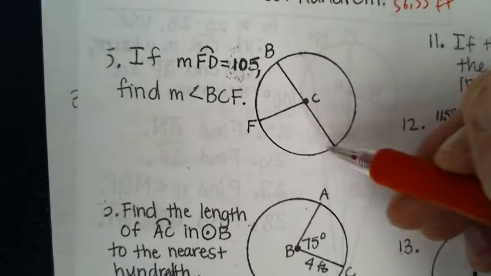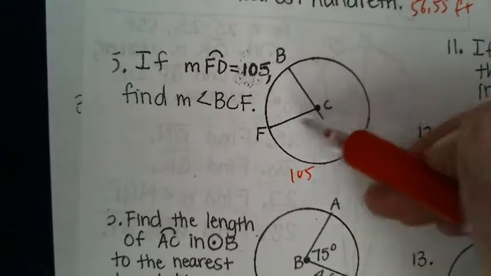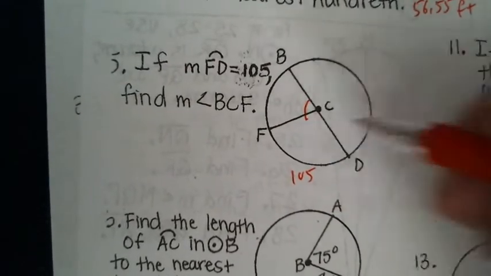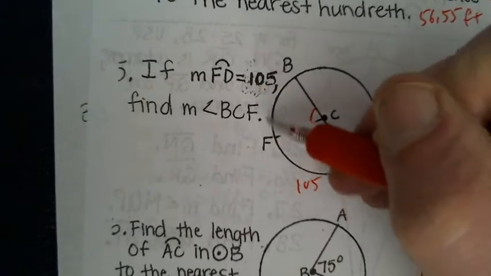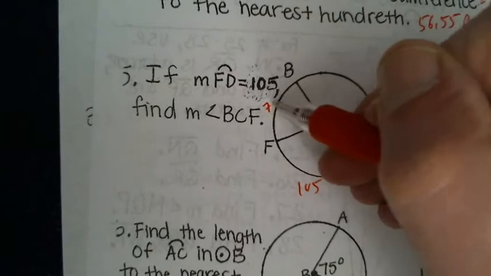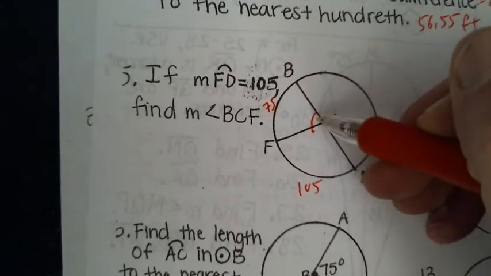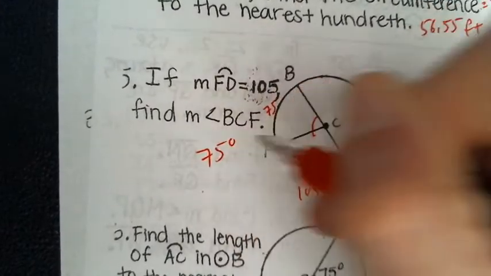FD is 105. Find BCF. BCF is a central angle. This is a diameter, so this is 180 degrees. 180 minus 105 is 75. This is a central angle, so we don't divide by 2. It is simply 75 degrees.